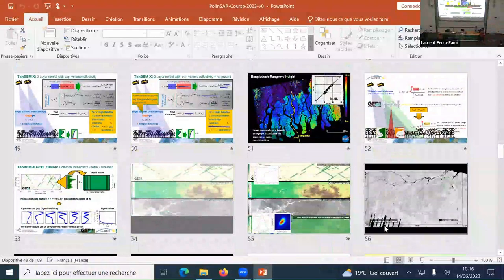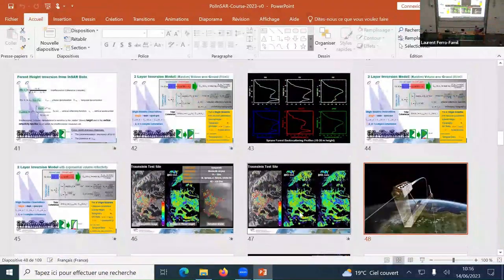I have a question regarding the last slide. In this change study for the modeling, did you use the same parameters? Yes. Yeah, it's the same inversion.